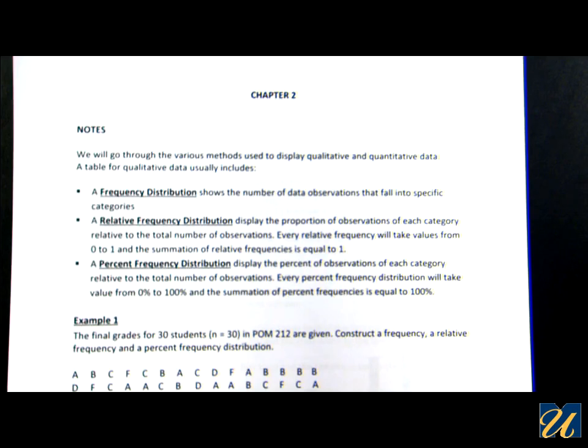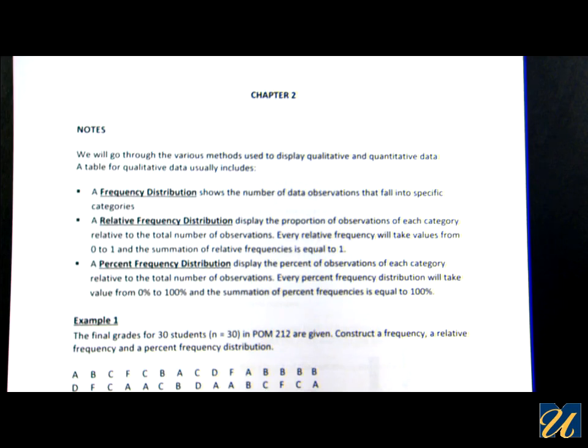The relative frequency distribution displays the proportion of observations of each category relative to the total number of observations. There are certain rules that we have to understand when it comes to a relative frequency distribution. Every relative frequency will be between 0 and 1. When you add all your relative frequencies, they have to add up to 1.